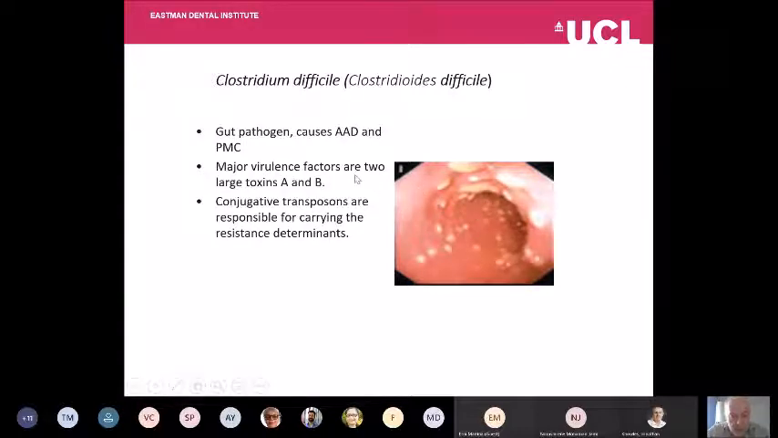The two major virulence factors of the organism are two large toxins called toxin A and toxin B, and the genes for these toxins have actually been shown to be capable of transferring to non-toxigenic strains. That's why I'm including this story in a talk about mobile genetic elements. And a lot of C. difficile mobile elements are conjugative transposons, responsible possibly for promoting the transfer of the toxins, but certainly for promoting transfer of antibiotic resistance determinants.